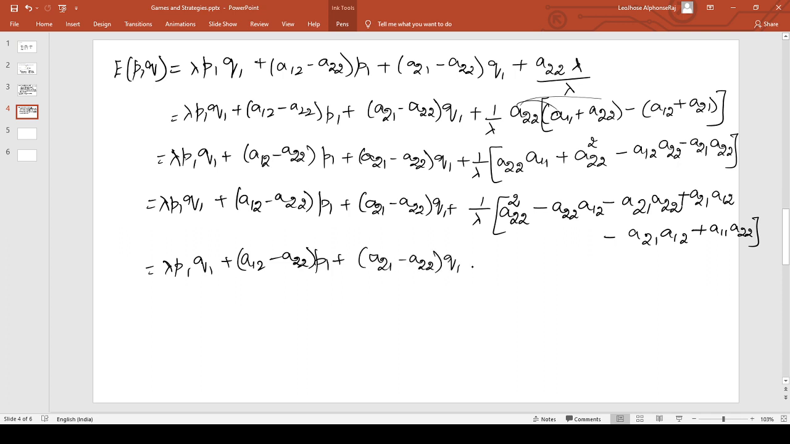Here I'm going to combine the terms like this, taking out the common terms. Here you can take A22. From these two terms you can take A22 common outside, so you will get A22 minus A12, and then from these two we can take A21 common outside, minus A21. If I take that common outside, I'll get A22 minus A12.